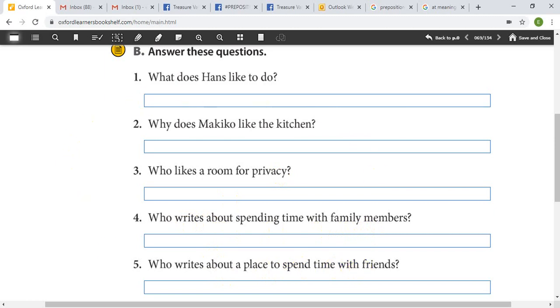So take almost like 7 to 10 minutes. Read the web page, and while doing that, you can pause this video, and after that you have to solve activity B on page number 69, and I'm giving you almost 4 to 5 minutes, and I want you to answer these questions. So take your time, and then I will show you the correct answers.